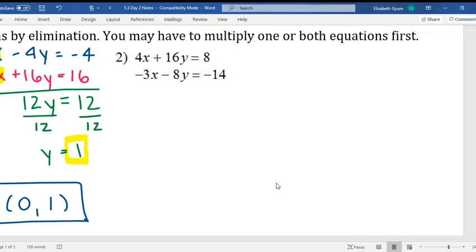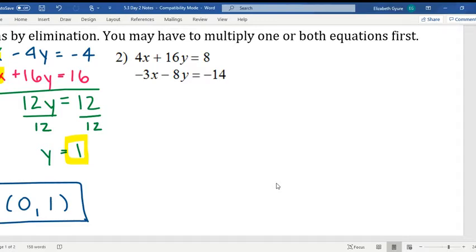We have 4x plus 16y equals 8, and negative 3x minus 8y equals negative 14. So class, I would like to hear from multiple of you at the same time, just like you are in class. Will a 4x and a negative 3x cancel with each other? Yes or no? No. Thank you. Will a 16y and a negative 8y cancel with each other? No, no. All right, so we gotta make something cancel.